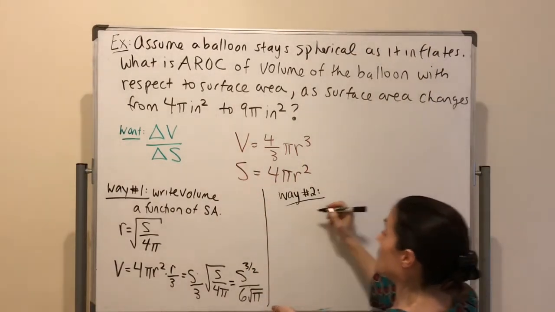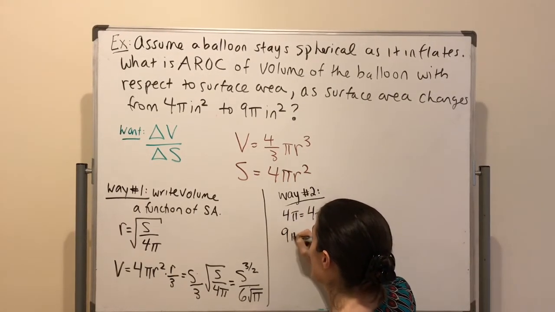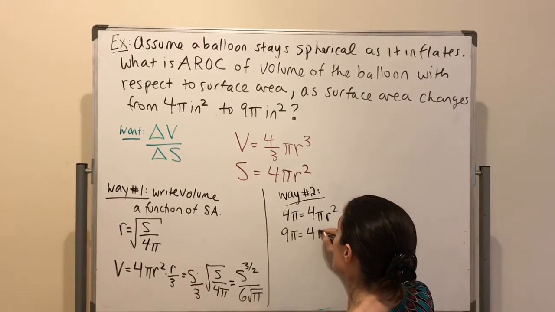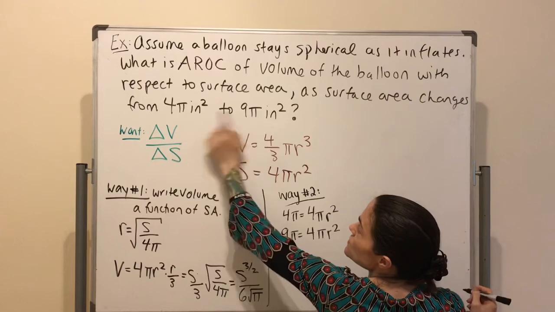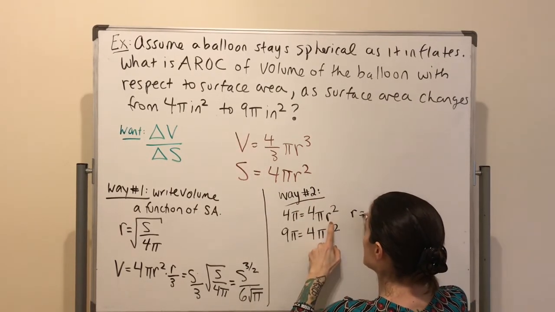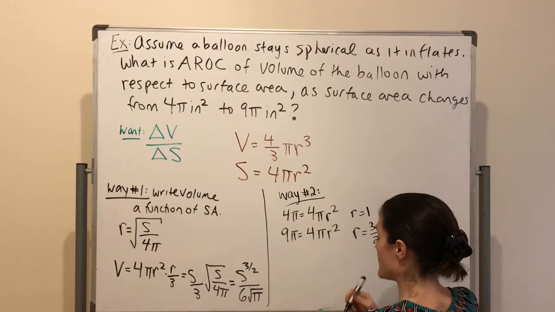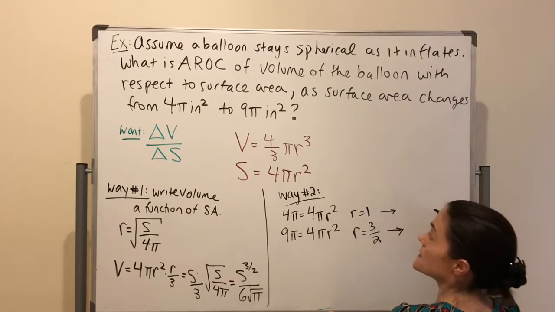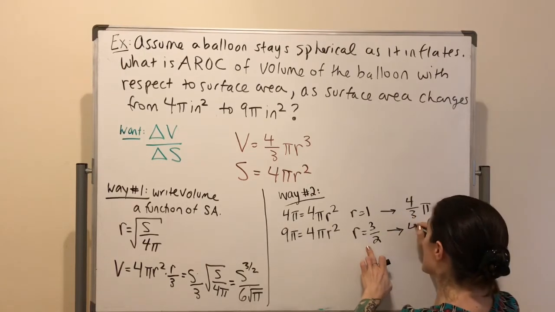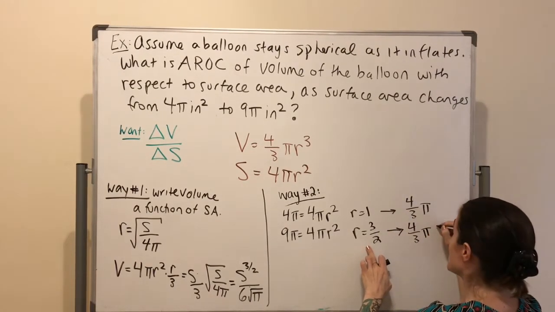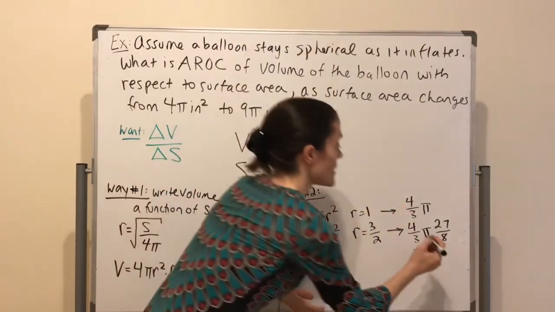So when 4 pi is here, and when 9 pi is here, I'm just solving for the radius only for these two special cases. These two surface areas, what is the radius? So here we see that r is 1, and here we see r is, well, it's going to be 3 over 2. And now we can get the volume in each of these cases. Now the volume here is just 4/3 pi, and the volume here is 4/3 pi times 27 over 8, which is 9/2 pi.